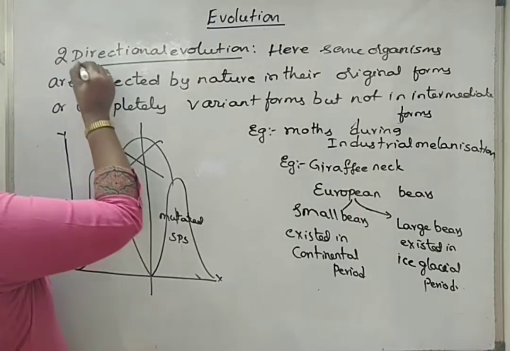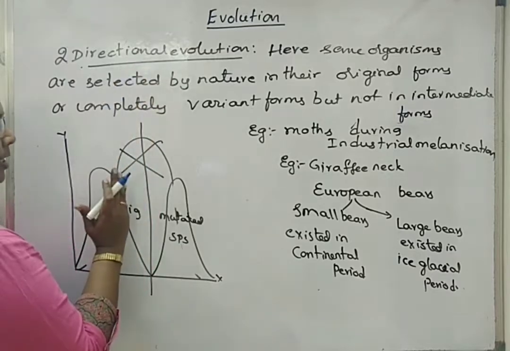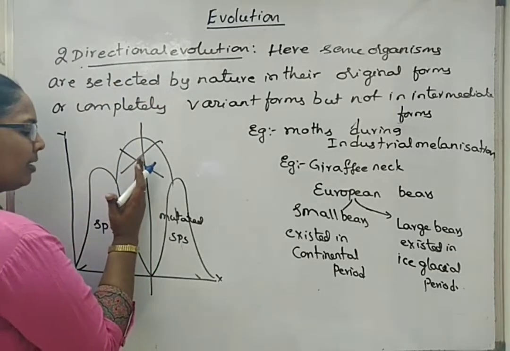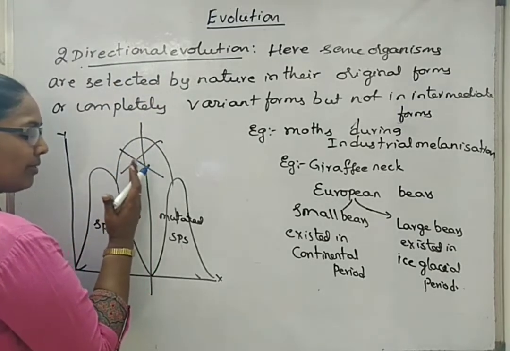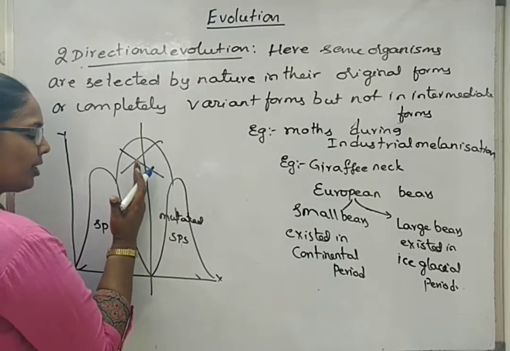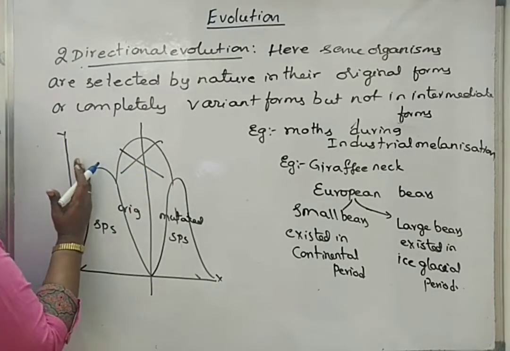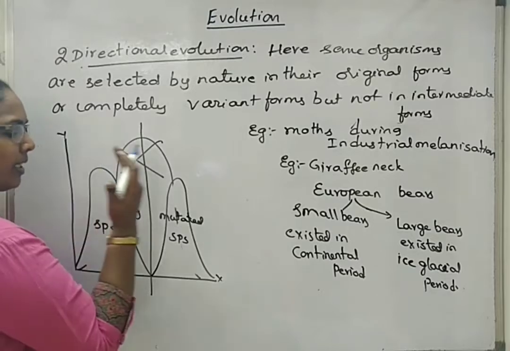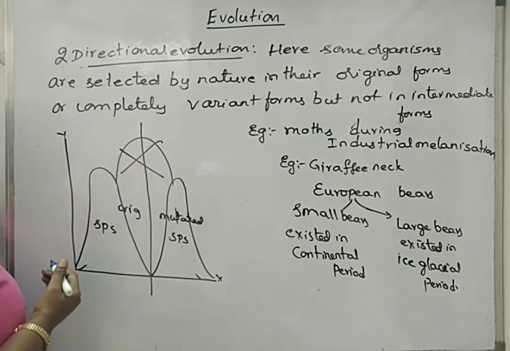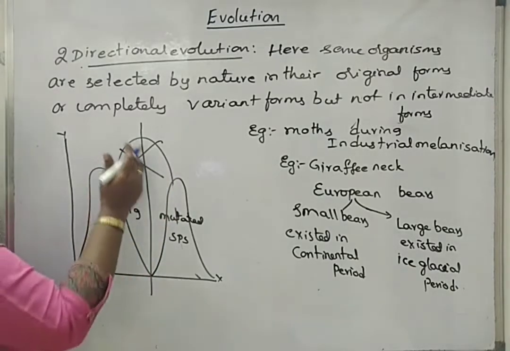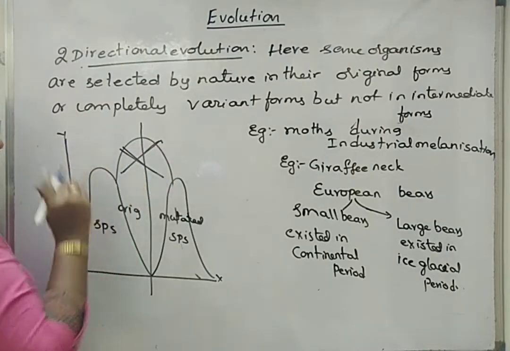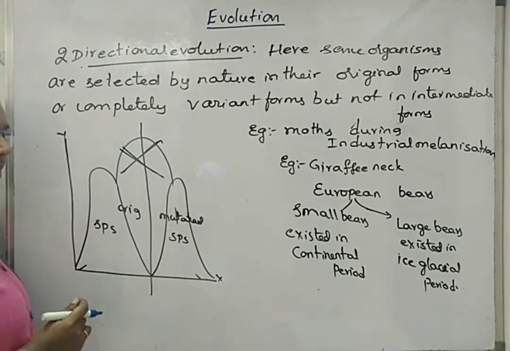We can also easily identify directional evolution means the evolution has, in the graph which is drawn, moved in any one direction, either to the original type or to the completely mutated type. But the intermediate graph does not exist in case of directional evolution.